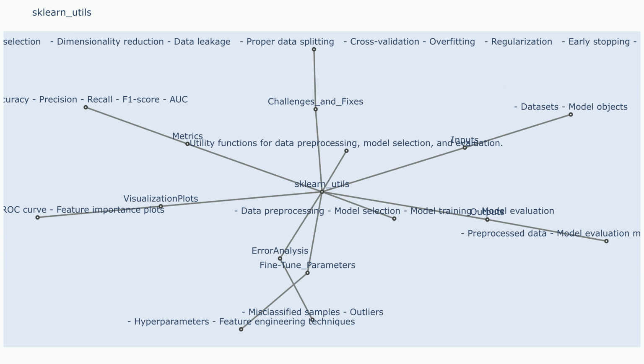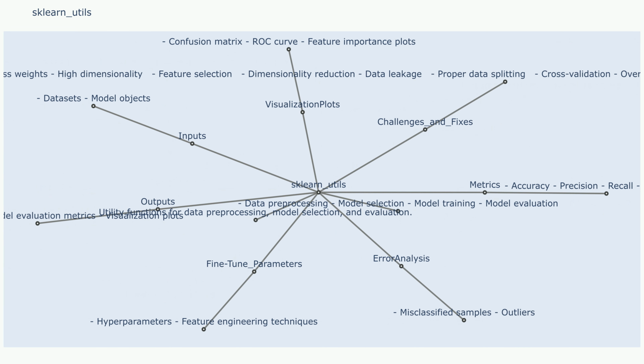Fine-tune parameters. Parameter 1. Explain in detail. Depending on the specific sklearn utility function, there might be parameters that allow for fine-tuning its behavior. For instance, a scaling utility might have parameters to control the scaling method, e.g., standardization or normalization, and feature selection utilities might have parameters to adjust the selection threshold.